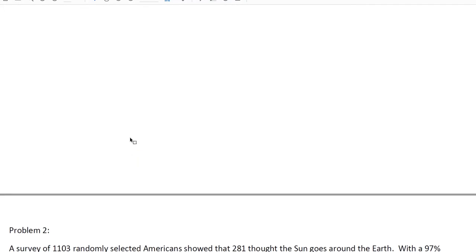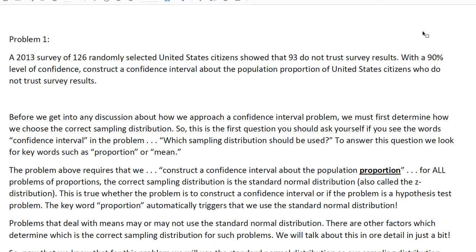Let's go to spreadsheet mode and do this problem on a spreadsheet, because that will help us with the next few problems.